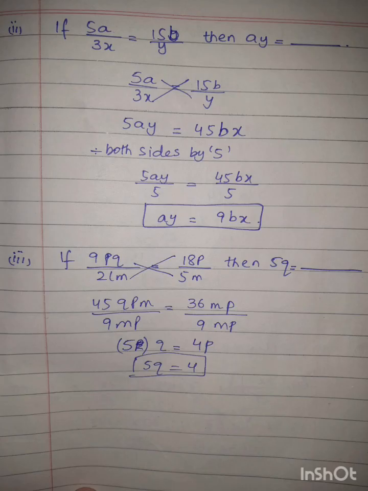Moving on to the second part. It is, if 5a by 3x is equal to 15b by y, then find the value of ay. So again cross multiply. Then because we need only ay, we will divide by 5 to reach ay. Ay is coming 9bx. The third part is also the same. We will cross multiply. Then we will divide, and simplify the ratio to reach the answer. 5q is equal to 4 in this case.